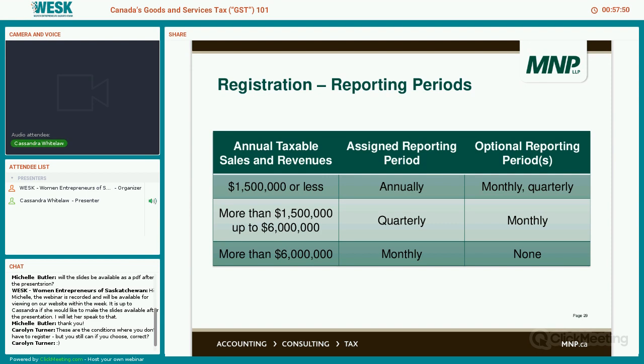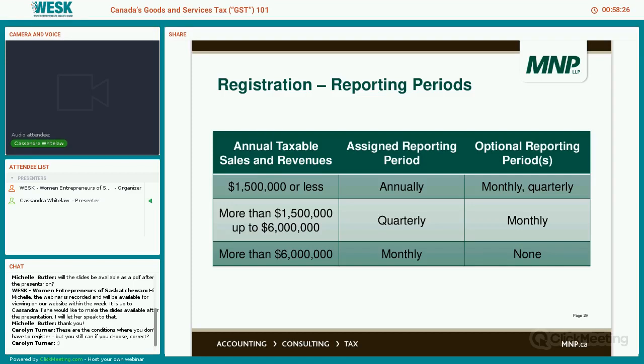So the default assigned reporting periods that the CRA has: when your sales and those of your associates are $1.5 million or less, you're automatically assigned an annual reporting period, but you can elect to file more frequently, so monthly or quarterly. When the sales are between $1.5 and $6 million, the assigned reporting period is quarterly, but you can elect to file more frequently, which is monthly. And if your sales are more than $6 million, then you're automatically assigned a monthly reporting period and you can't file any more frequently than that.